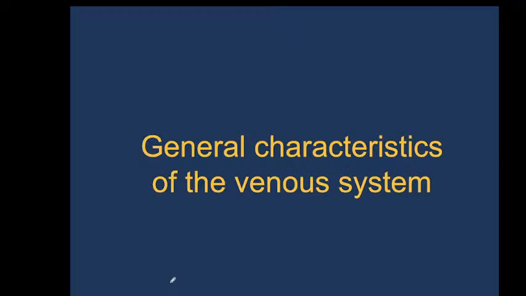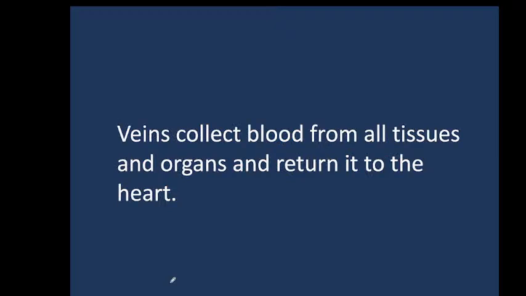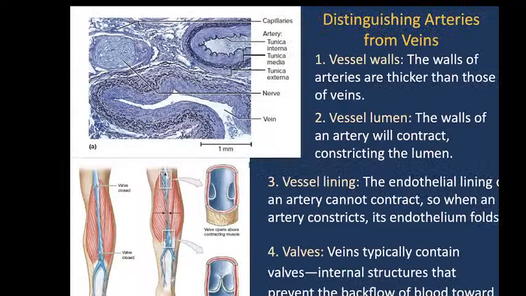Firstly, I'd like to give you the characteristic of the venous system. As I said, veins are great collectors of the blood in our body. They take blood from organs as well as from the walls of all cavities in the organism, and they return the blood to the heart. This is the main characteristic of the veins.